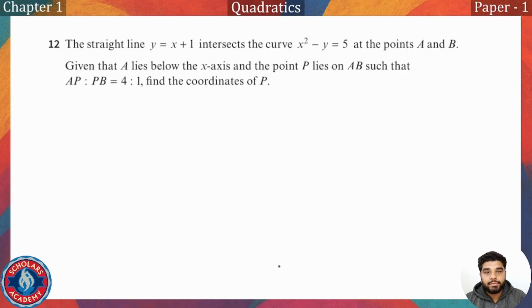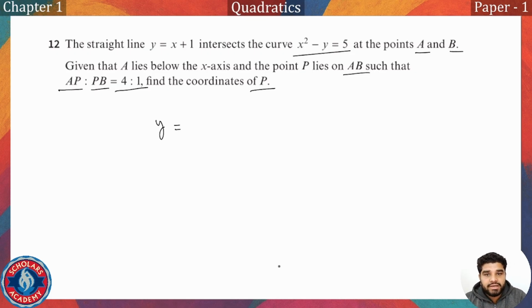A straight line y is equal to x plus 1 intersects the curve x square minus y is equal to 5 at points A and B. So these are the two intersecting points. A lies below the x-axis and point P lies on AB. Okay, so we are given a brief idea that A lies below the x-axis. That means y will be negative for A, such that the ratio AP is to PB is 4 is to 1. We need to find the coordinate for P. Very easy question. Let's start.